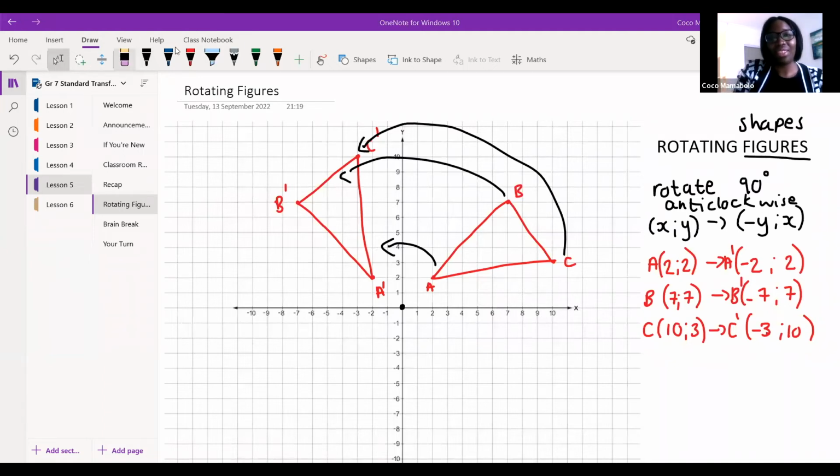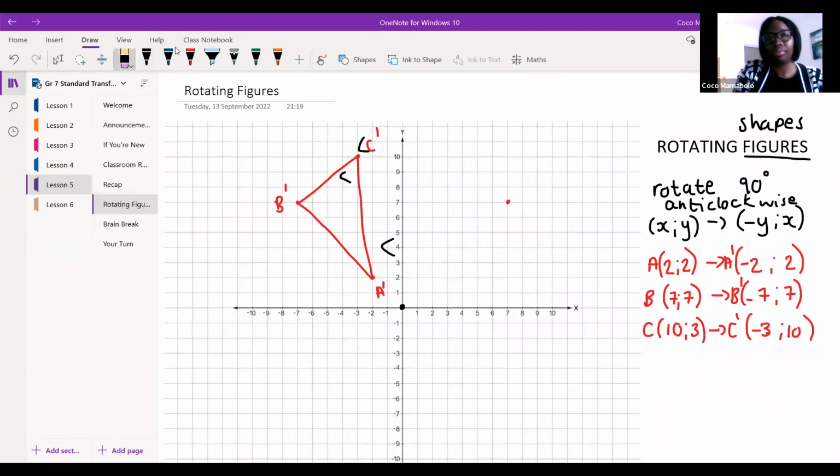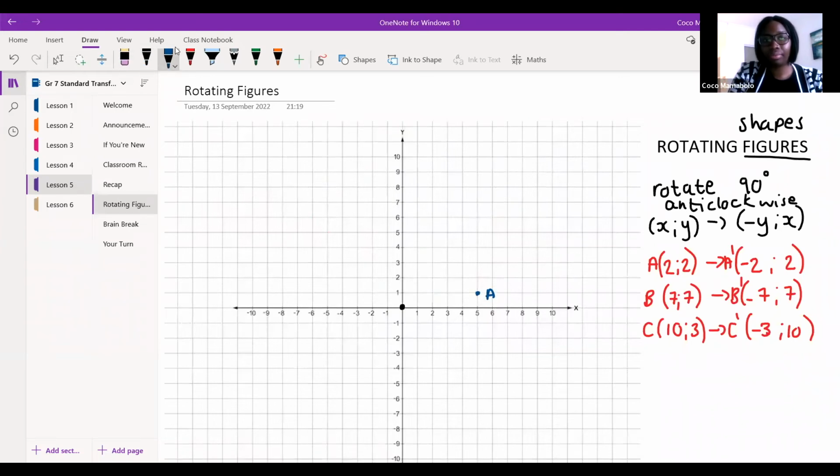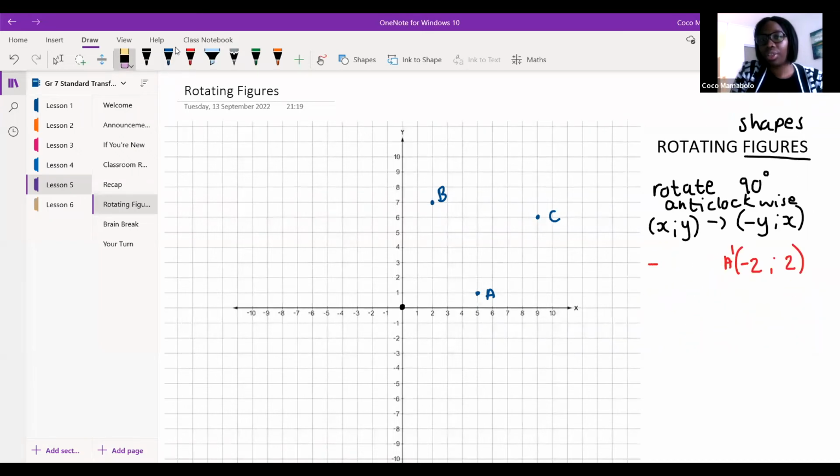Okay, let's do another example before I ask if you guys understand. Let's do another quick example. All right, so this is my A. This is my B. And this is my C. I want you guys to give me the coordinates for A prime, B prime, and C prime.